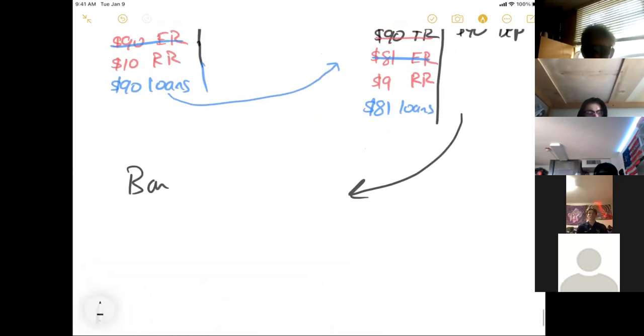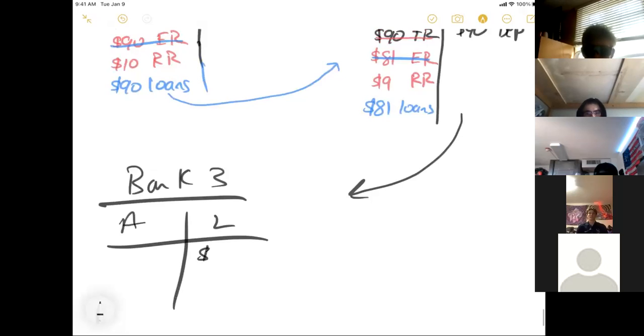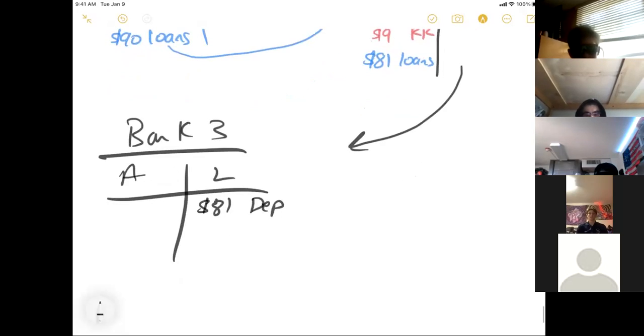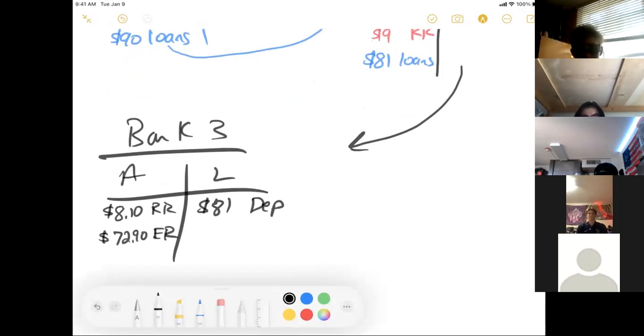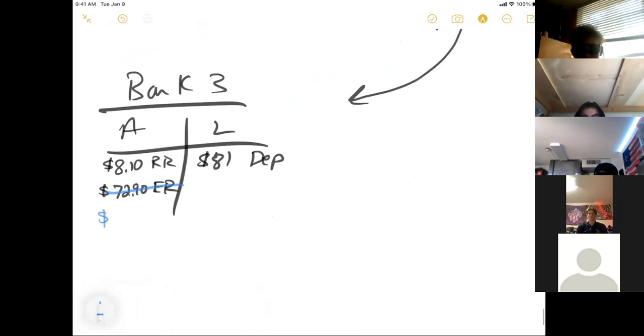What does the record store do at the end of the day? They put that money in the bank. And that becomes $81 of new deposits. And once again, how much of this is required reserves? Well, $8.10 is going to be required reserves. And then the rest, $72.90, will be excess reserves. What will this bank do? They will eventually try to lend this out. And I'm not going to keep on going, right? Hopefully you guys all see the pattern here.